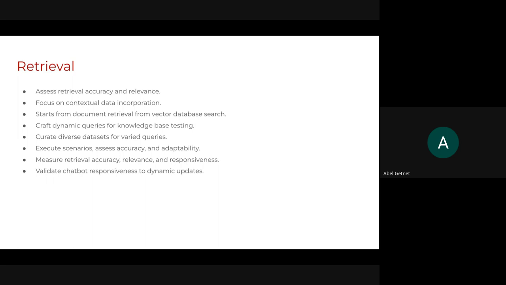So RAG means retrieval augmented generation. We will conduct three different test cases for retrieval, another test case for augmentation, and another test case for generation. The first step in this test is the retrieval evaluation test. This is the first test that should be conducted when starting the full RAG test pipeline.